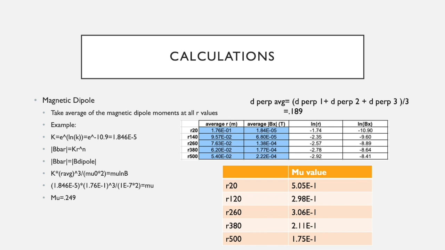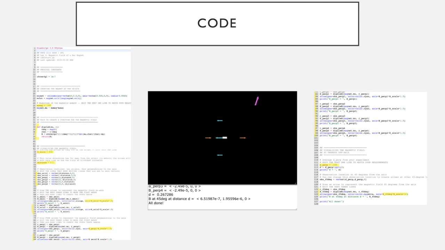In this example, for R20, I calculated a mu value of 5e-1. When I averaged the mu values together, I got an average mu value of 0.297. I also solved for d perp average by summing the values and dividing by the trials at each r value. Once the average mu value had been calculated, it was placed inside the code. The function to calculate the magnetic field and the calculated d perp had been included into the code as well.